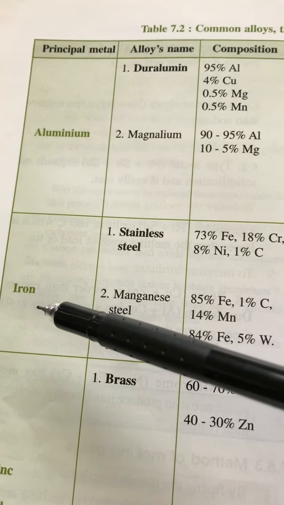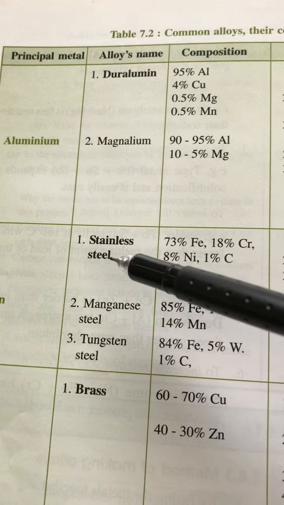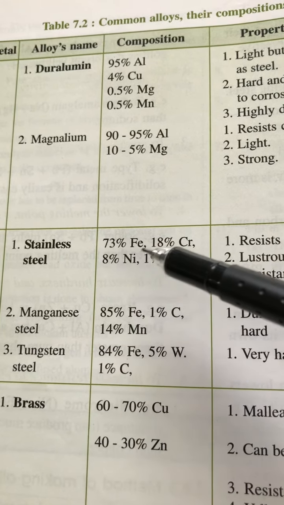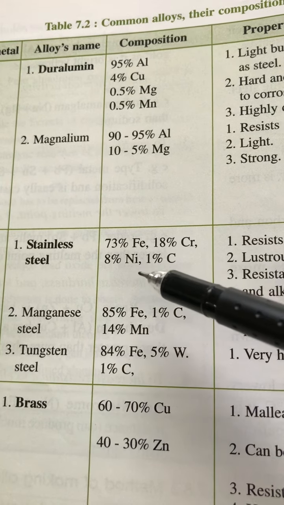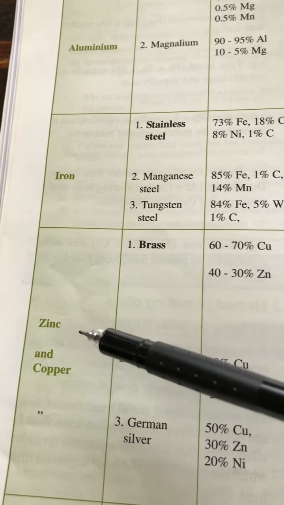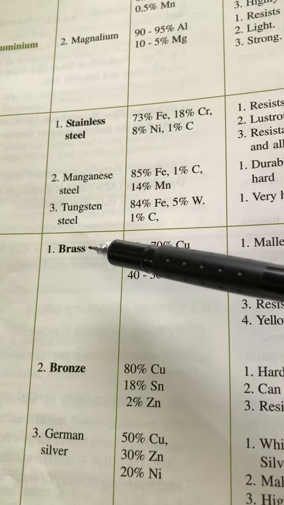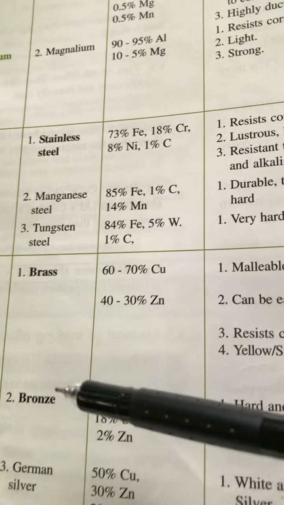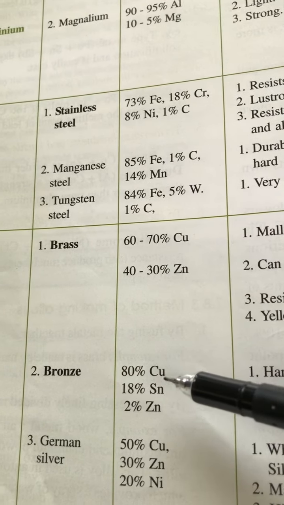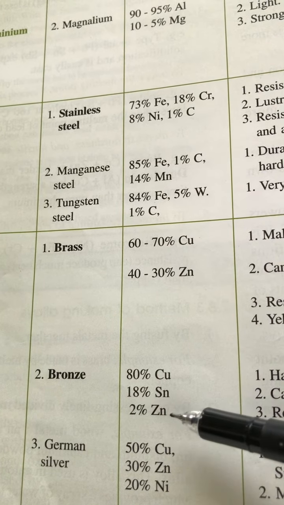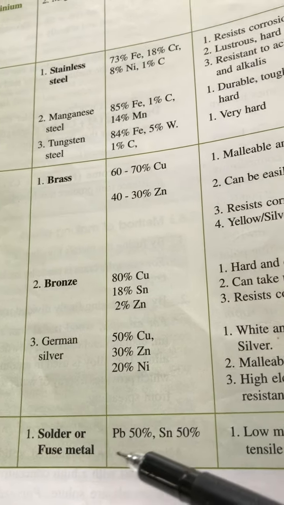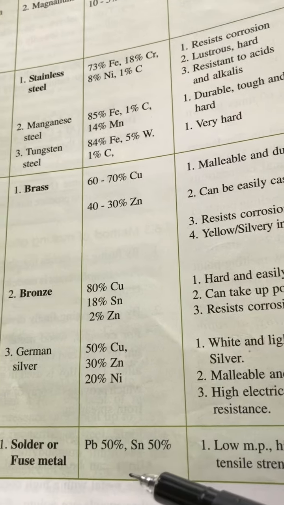Next I'll take an example. Iron, stainless steel. In bold letters it is given. Then what is the composition? Iron 73%, chromium 18%, nickel 8% and carbon 1%. Then the third one, zinc. Two are there, brass and bronze, in bold letters. Brass, copper 70 and zinc 40. Bronze, copper 80, tin 18 and zinc 2%. And the last one, that is lead: solder or fuse metal, lead and tin 50% each, we use it.